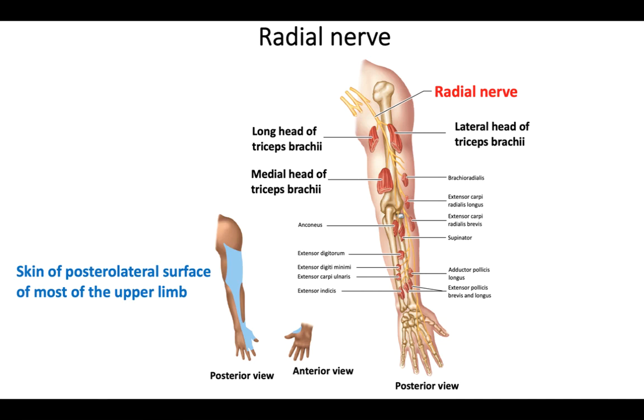All right. And then notice this is a posterior view. So it innervates most of the skin down the back of your arm. All right. Most of the back of the brachium, and then quite a bit of the back of your forearm and the back of your hand.